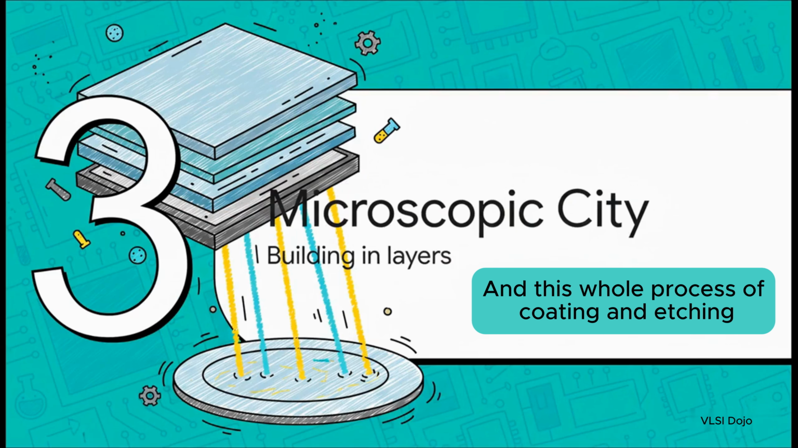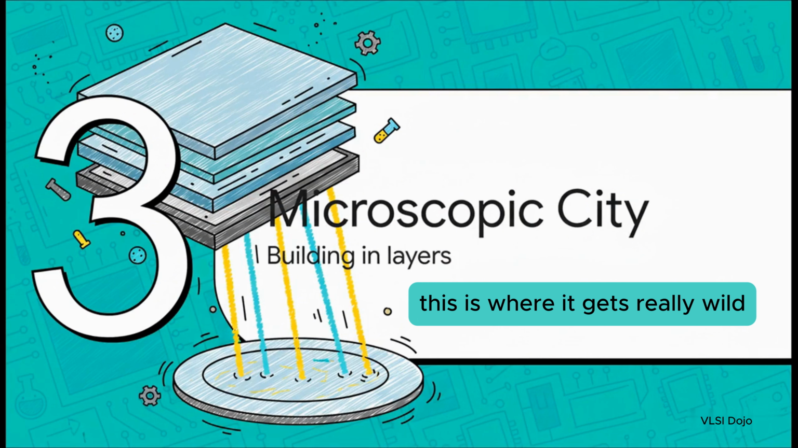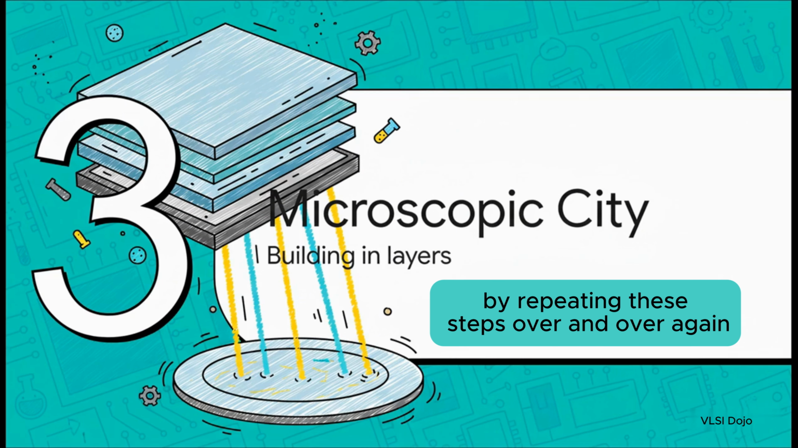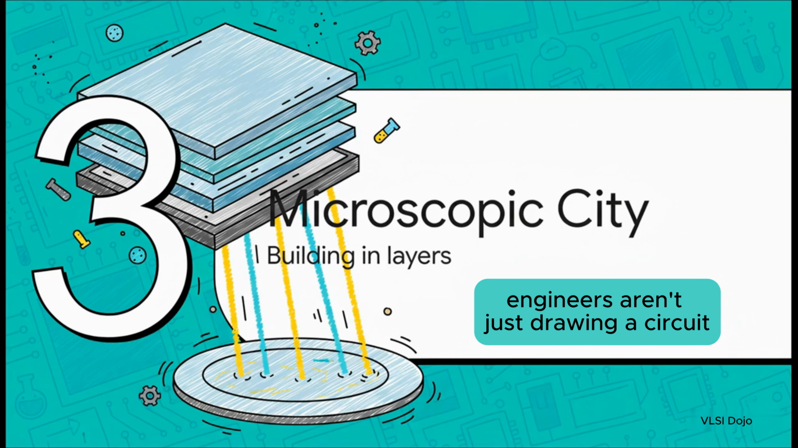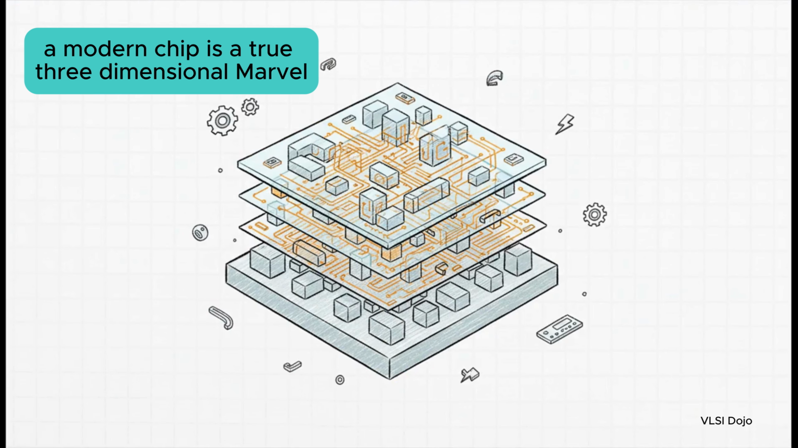And this whole process of coating and etching, it's not just for one flat layer. This is where it gets really wild. By repeating these steps over and over again, engineers aren't just drawing a circuit, they're building an entire microscopic city. I'm serious, a modern chip is a true three-dimensional marvel.